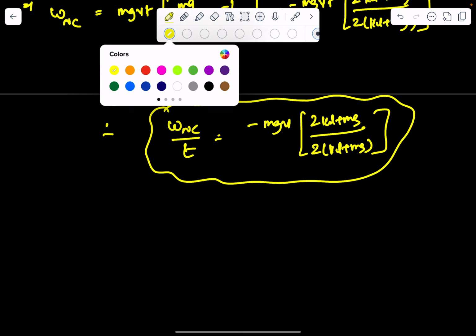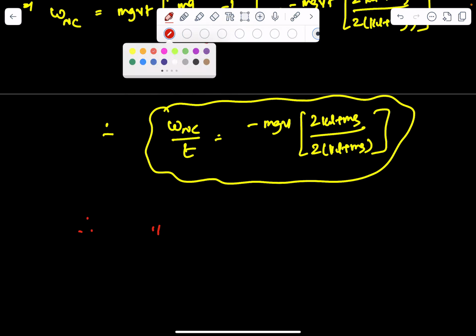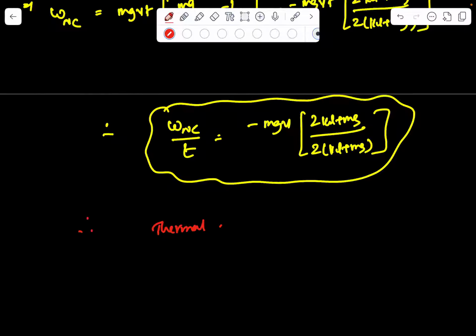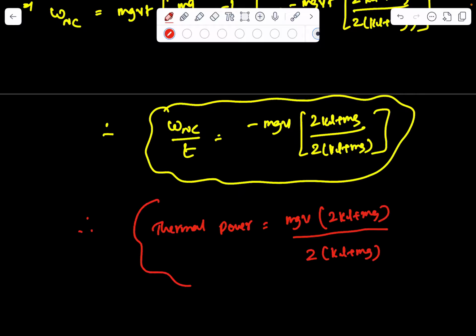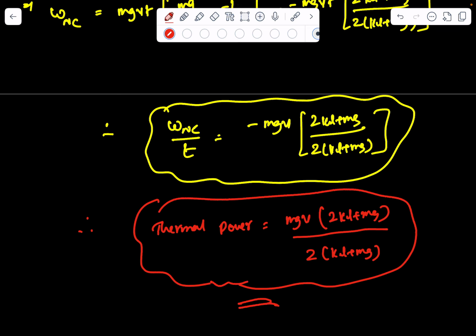Hence, the answer for the question, the thermal power that is generated in the above time interval, we can write as mgv into 2kl plus mg divided by 2 into kl plus mg. So this is how we can solve this problem, students. This is the final answer for this problem.